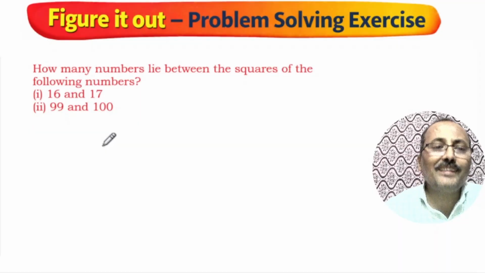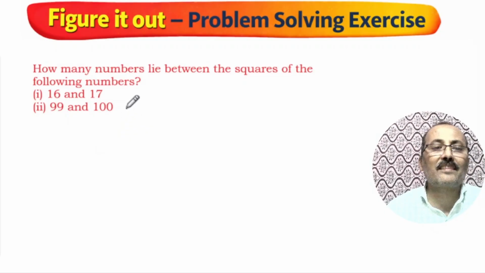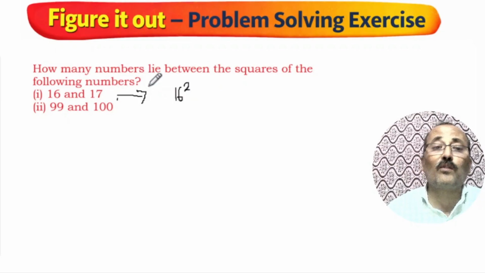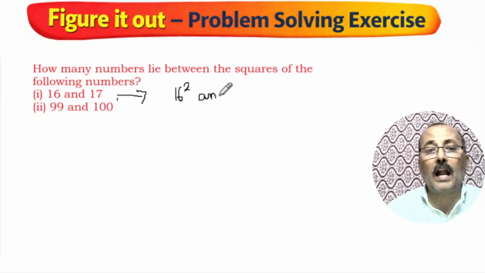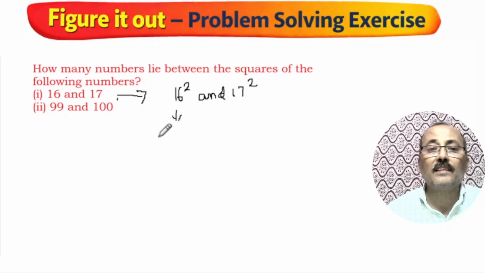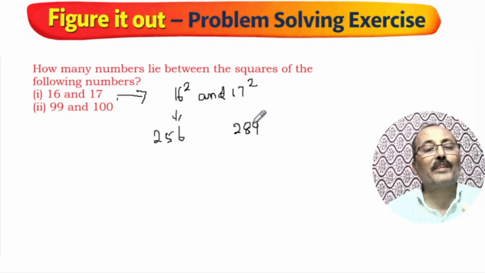Your next question in this exercise is, how many numbers lie between the squares of the following numbers? You know, in patterns you have seen this. They are asking about 16 square and 17 square, how many numbers are there? 16 square is 256. 17 square is 289. Between these, how many numbers are there? You have to go on counting 257, 258, 259, 260, like that.